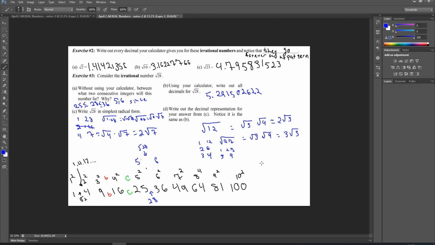For some practice, I'd say look at the square root of, how about 48? Let's do the square root of 32, and the square root of 20. So try these on your own.